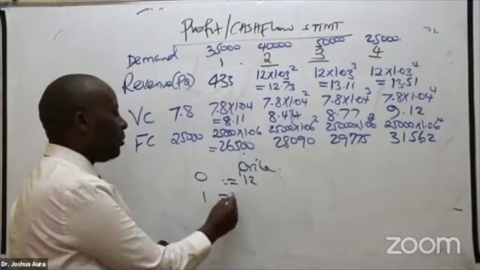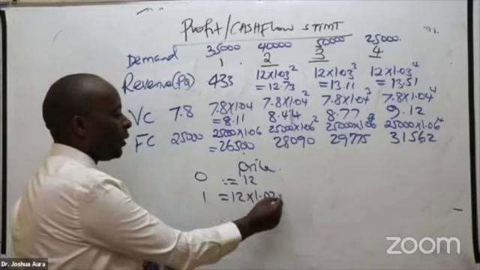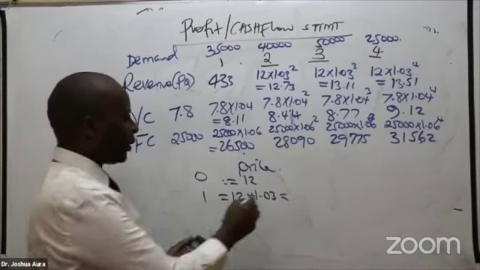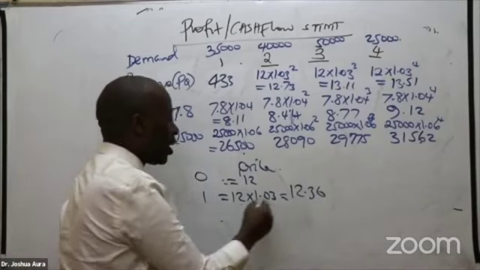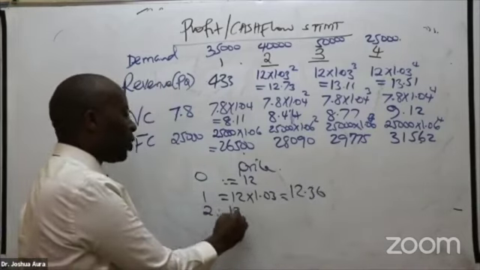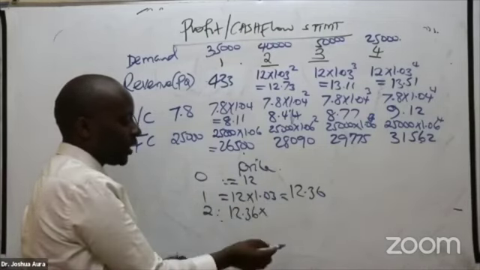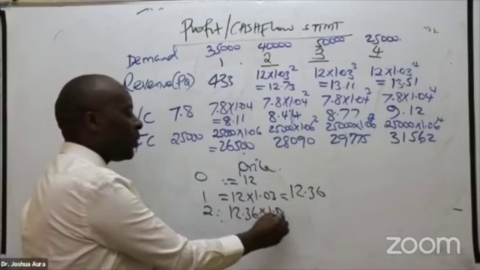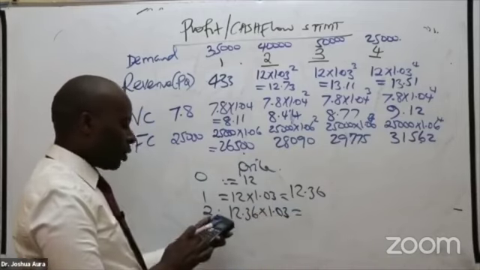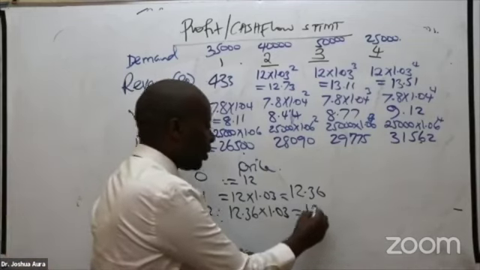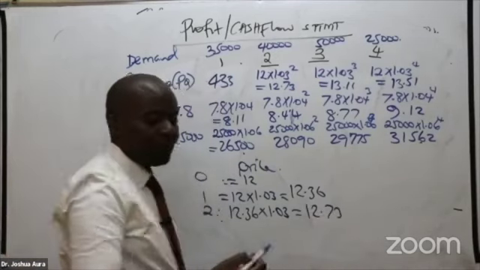So year one, it will be 12 times 1.03, which will end up giving us 12.36. We go to year two. So year two, it will be 12.36. Remember, the 3% is constant. So 12.36 times 1.03, what we shall end up getting at the end of the day is 12.73.